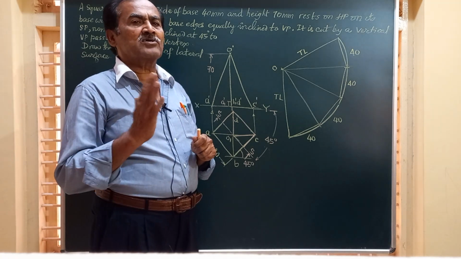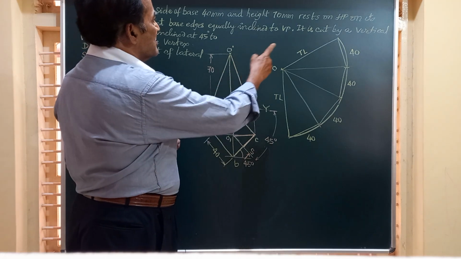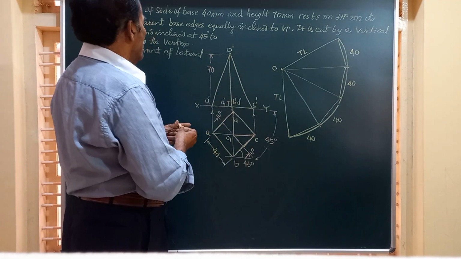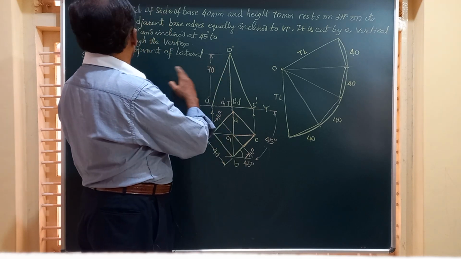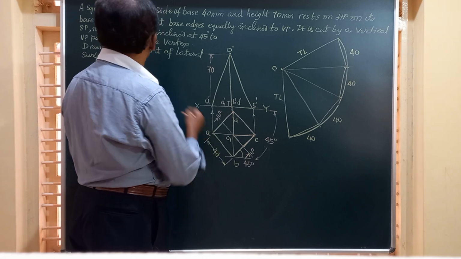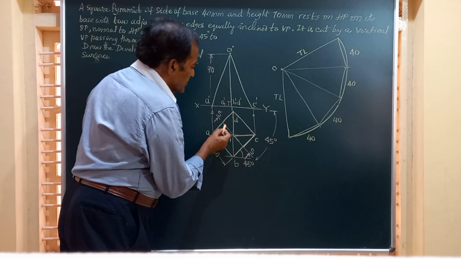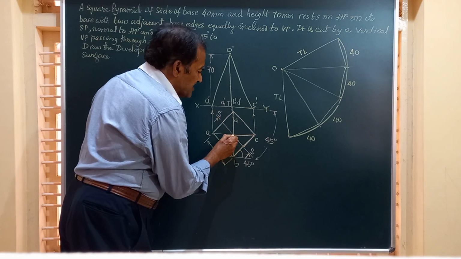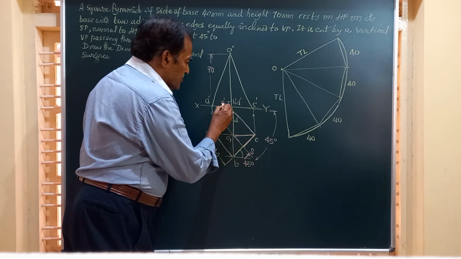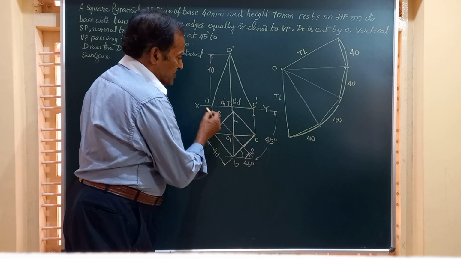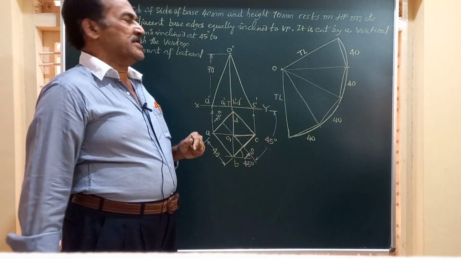Next comes placing of the section plane. Friends, you can see here the object is cut by a vertical section plane passing through the vertex, vertex is O, and inclined at 45 degrees to VP. So this is the section plane I have marked. This is the vertex. It has to pass through the vertex and it should make an angle of 45 degrees with the VP. Inclination to VP can be seen only in the top view.